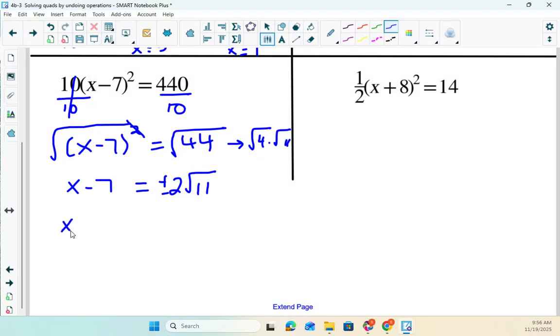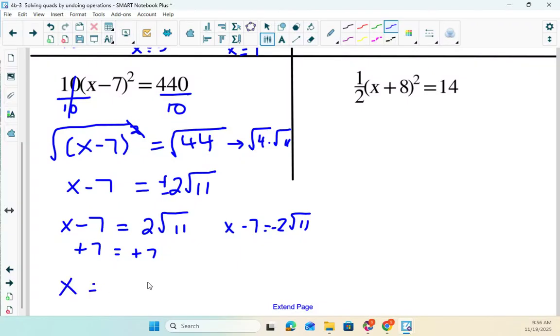Okay, so now we can separate this into our two solutions. The first one will be x minus 7 is equal to positive 2 square root of 11. The next one will be x minus 7 is equal to negative 2 square root of 11. So we're going to add 7 to both sides of the equation here. So plus 7. And the answer here will be x equals 7 plus 2 square root of 11.